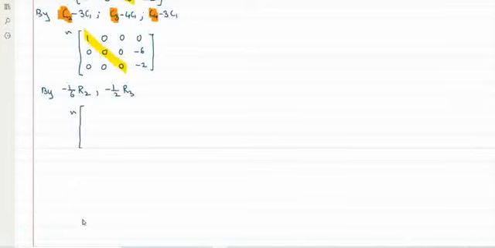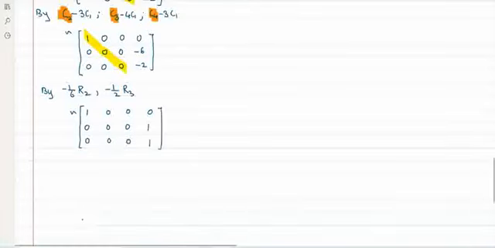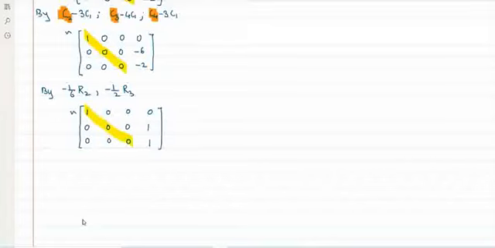Now you are applying a column transformation. That's why you have to... sorry, you are applying a row transformation. You have to write the matrix row wise. So these two transformations show the change in the second and third rows. First row, no change: 1, 0, 0, 0. 0 multiplied by anything gives 0, 0, 0. Minus 1 by 6 into minus 6 gives 1. Similarly, third one: 0, 0, 0 and 1. Now, this is your diagonal entry.